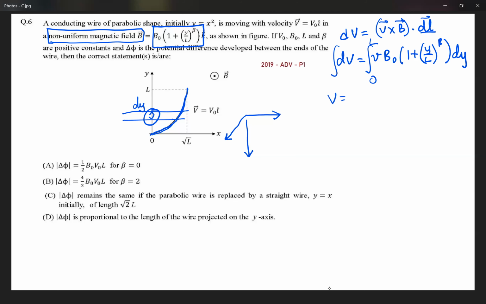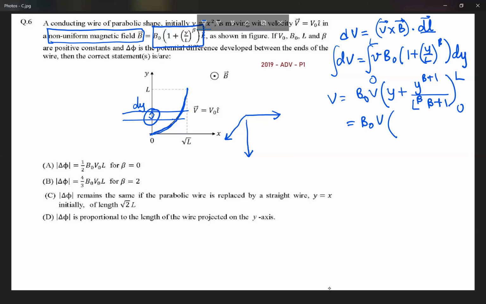So V is equal to B0 into V into the integration of this term, which is equal to y plus y to the power beta plus 1 divided by L to the power beta into beta plus 1, where you go from 0 to L. So if you put L over here, you get B0 into V into L plus L to the power beta plus 1 divided by L to the power beta, which is simply L divided by beta plus 1.